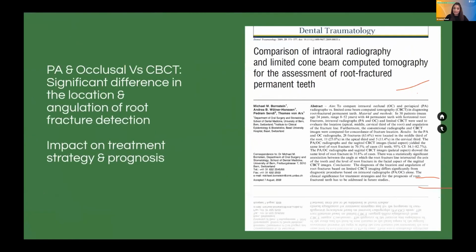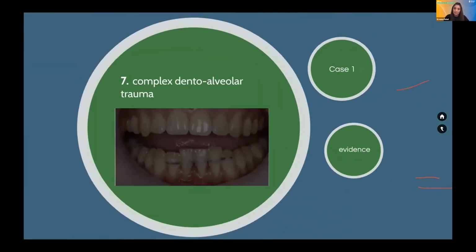In terms of evidence, this paper looked at exactly that. They looked at fractures and they found that cone beam CT made a significant difference in the location and angulation of detection of the root fracture. So again, lots of evidence surrounding the topic.